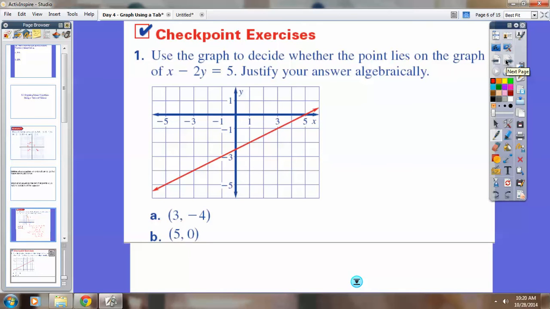For the next example, use the graph to decide whether the point lies on the graph of x minus 2y equals 5. I want you right now to go through, look at those two ordered pairs, and do this on your own. I want you to decide, are these ordered pairs solutions to this graph or not? Remember, if they are a solution, then they fall on the line. They are points on your line. If they're not a solution, they are not a point on your line.